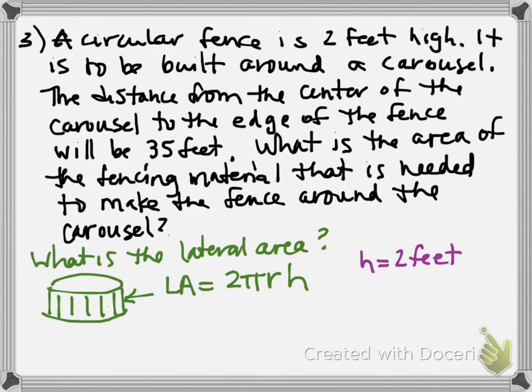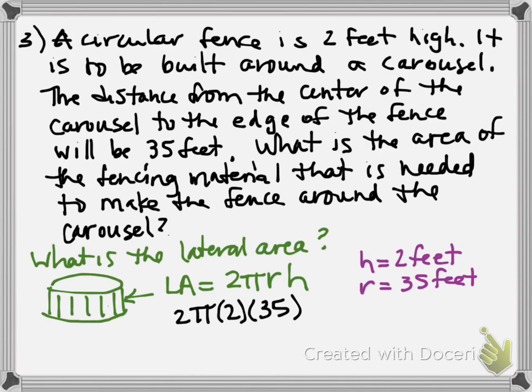Okay. Does it tell us the distance from the center of the carousel to the edge of the fence will be 35 feet? So what does that 35 represent? Yeah, from the center to the edge is called a radius. So they gave us a radius of 35 feet. So now all we do is plug numbers into the formula and we solve. So we have 2 pi, the radius is 2, and the height is 35.